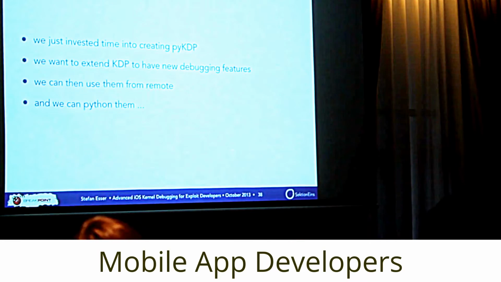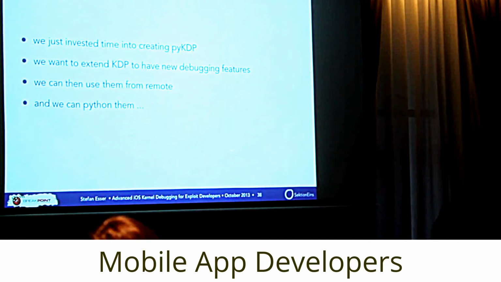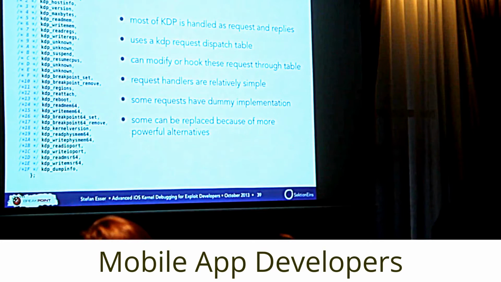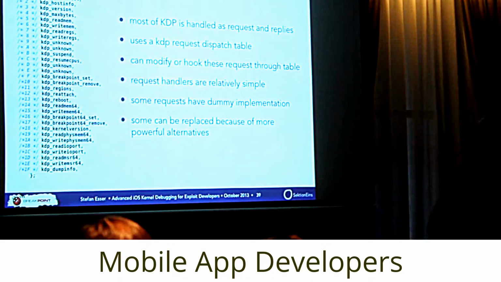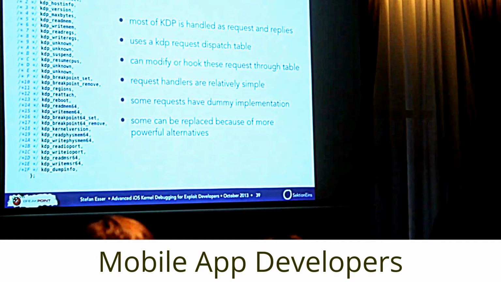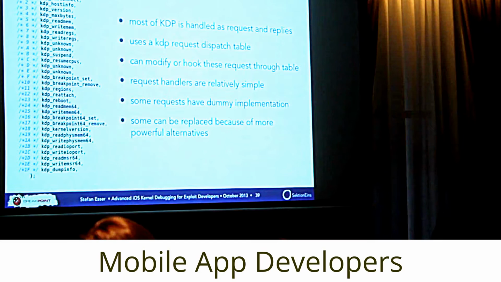Because I just invested time to create PyKDP, I wanted to add features to KDP so that I can use them remotely and I can script these features in Python. So in order to do that, you have to look into the actual source code of XNU, which is basically the macOS kernel, but is also very similar to the iOS kernel. You see that in the source code, KDP is basically handled by defining requests and responses, and all the requests and responses are going through a dispatch table. And the request handlers are very simple, you will see them on the next slide.